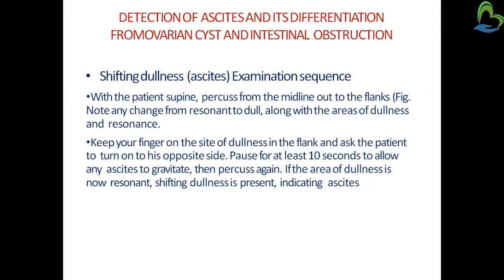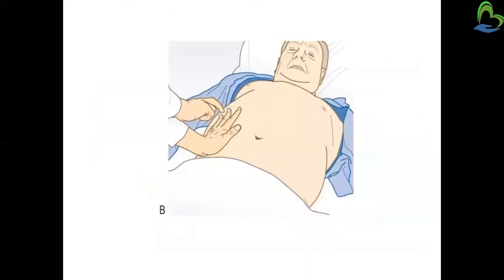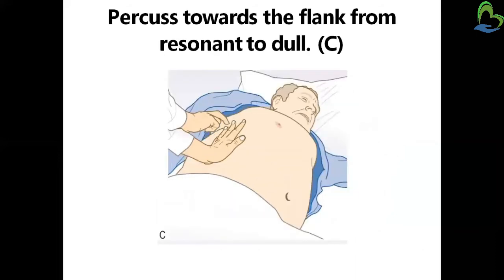So you will see in the figure, this is how percussion for ascites is done. You have to place the pleximeter and percuss towards the flank from resonant to dull. So the person is percussing the flank region.